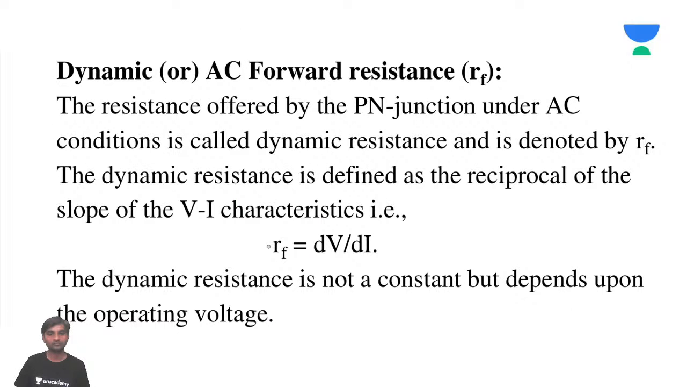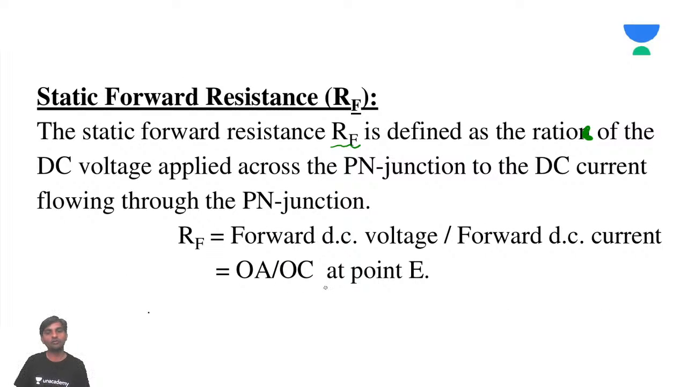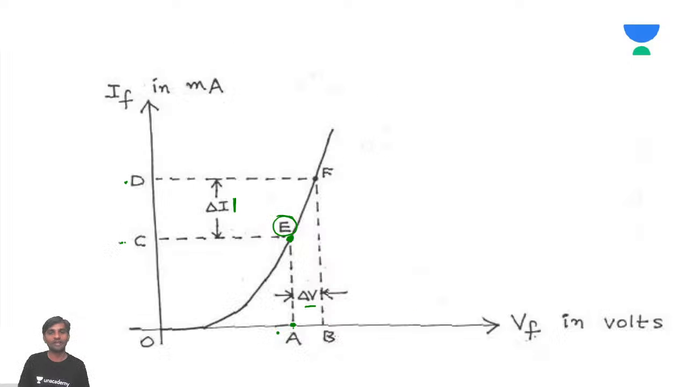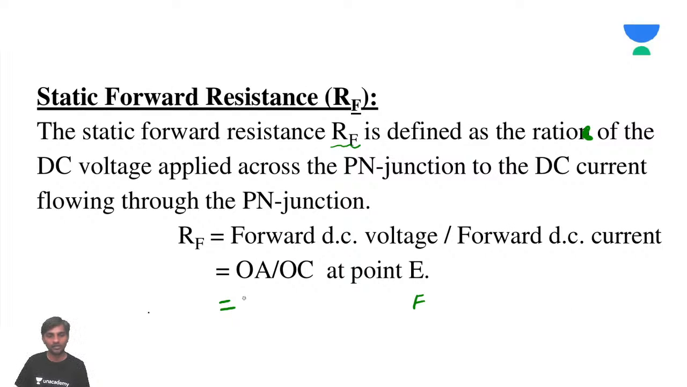So OA by OC is the resistance at point E. If you want to calculate at F, from the graph you consider OB by OD at point F. You can consider RF at any point. OB by OD at point F is nothing but the static forward resistance.